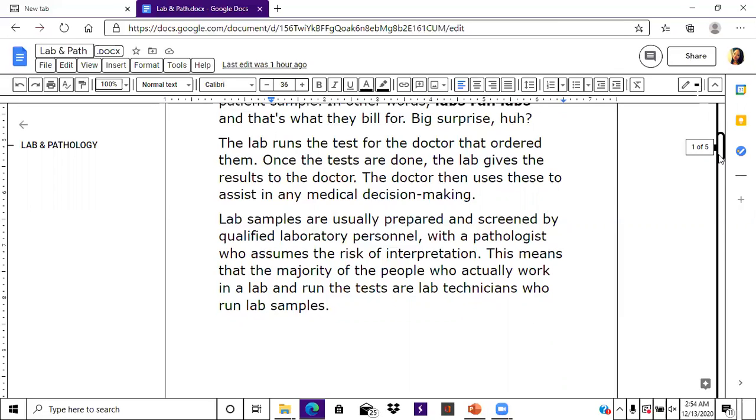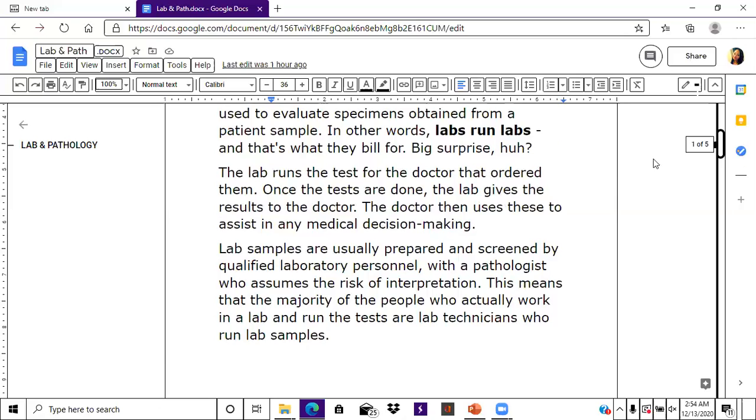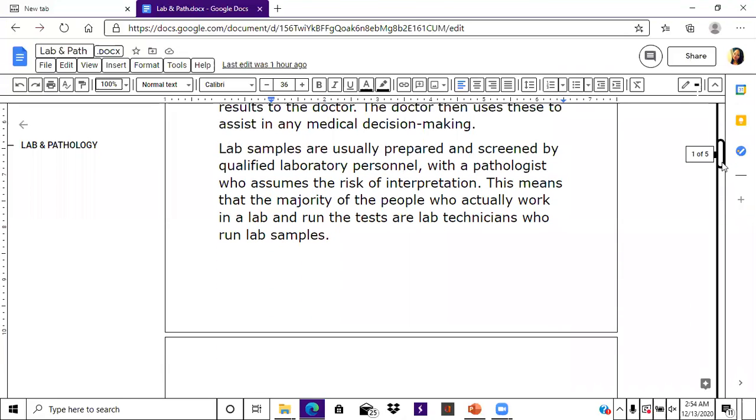Lab samples are usually prepared and screened by qualified lab personnel with a pathologist who assumes the risk of interpretation. Just like when you go and get an x-ray, the x-ray technician may give you the x-ray exam, but there's going to be a physician, an actual medical doctor, a radiologist, who's going to read or interpret the results. Same here. A pathologist is the one who assumes the risk of interpretation. This means that the majority of the people who actually work in a lab and run the tests are lab technicians who run the lab samples.